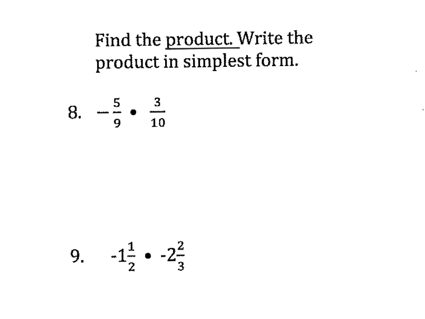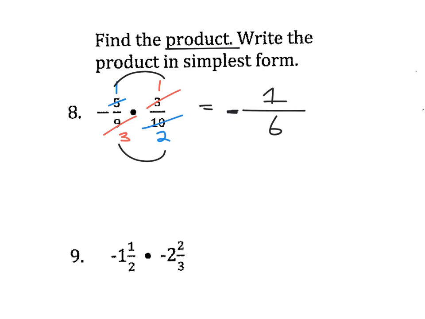So I first note that I can divide 3 and 9 by 3. 3 divided by 3 is 1, 9 divided by 3 is 3. Now I can also simplify 5 and 10. 5 divided by 5 is 1, 10 divided by 5 is 2. After I've done that, I multiply top, multiply bottom, simplify. So I have a negative times a positive, so my answer will be something negative. Important to remember that. 1 times 1 is 1. 3 times 2 is 6. So negative 1/6 is my answer.